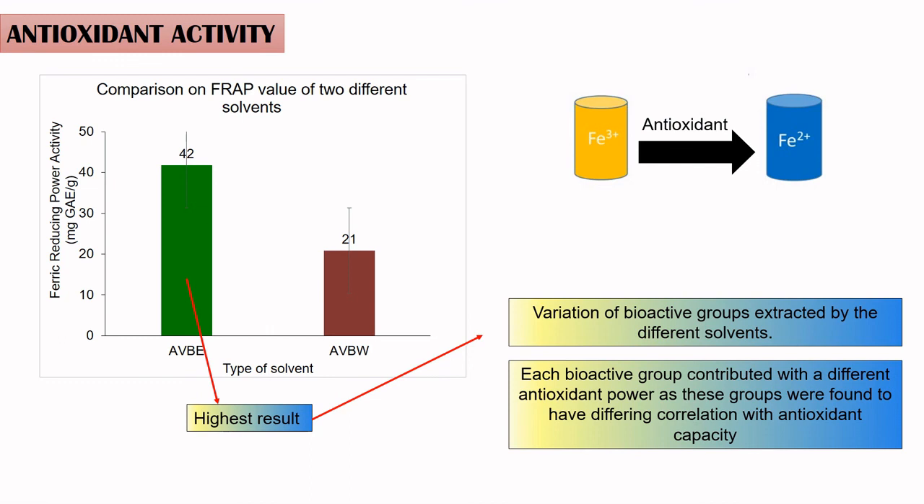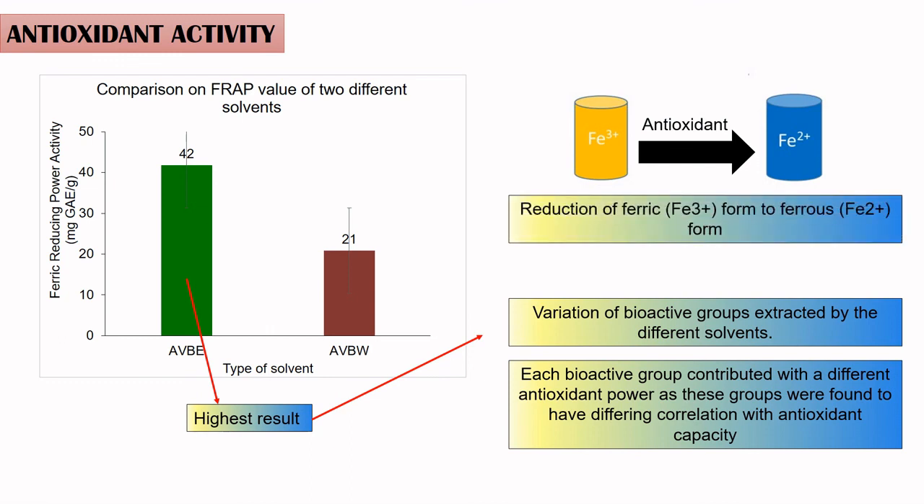Besides that, FRAP can also be seen visually by the change in color from brown to blue. This is due to the reduction of ferric Fe3+ to form ferrous Fe2+ if there is antioxidant. So this plant extract is able to change the color and reduce the Fe3+ to the Fe2+ form.